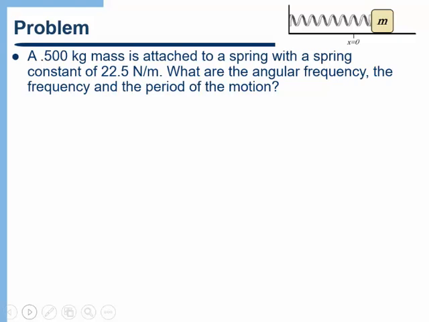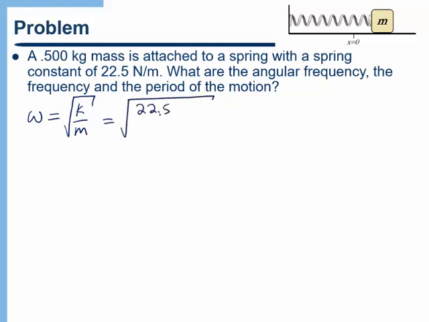Okay, in order to solve this problem, the first thing we have to remember is that the angular frequency is equal to the square root of k over m. Therefore, in this problem, we've got the square root of 22.5 divided by the mass, which is 0.500. Do the square root there, and we get a value of 6.71.